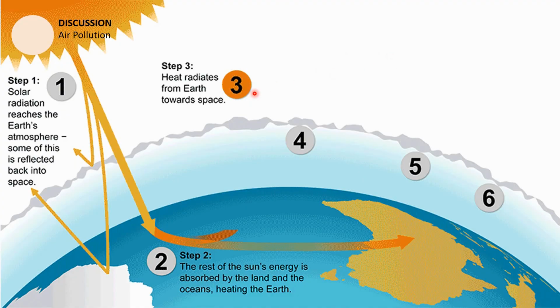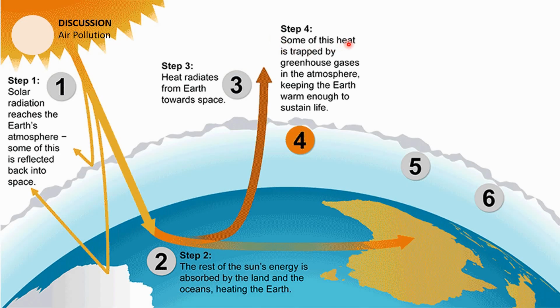Step 3, heat radiates from Earth towards space. Some of it is radiating back towards space. Some of this heat is trapped by greenhouse gases in the atmosphere, keeping the Earth warm enough to sustain life. Okay, that is true. There are some greenhouse gases that are doing that.